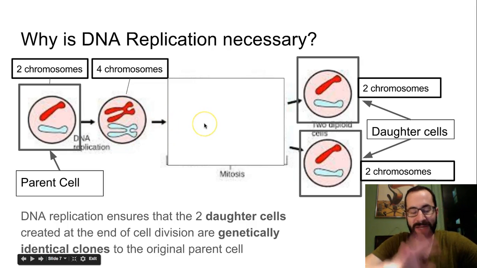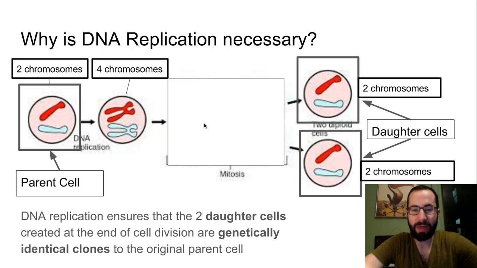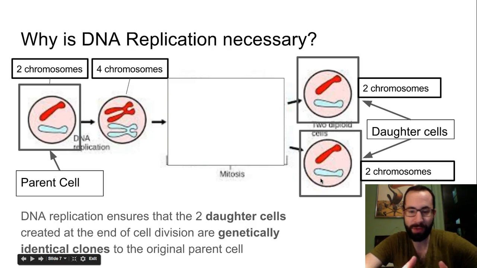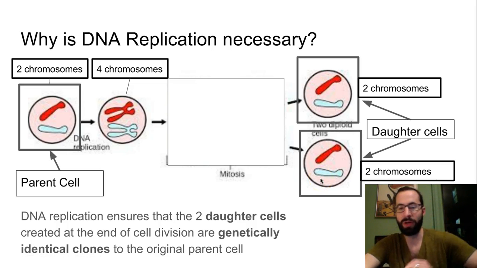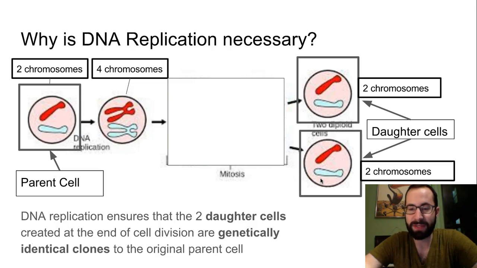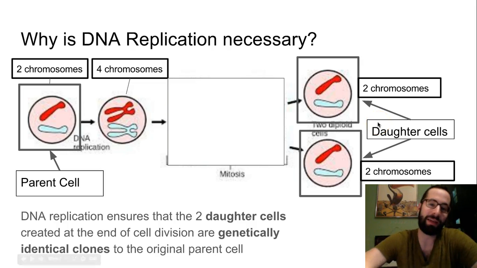Then we go through this process of mitosis, which we'll break down in another slide. And once the cell is done dividing, we now have 2 cells, which are called daughter cells. Why they're called daughter cells and not son cells, I'm not sure. It's just something that science does. And each of those 2 cells has 2 chromosomes.